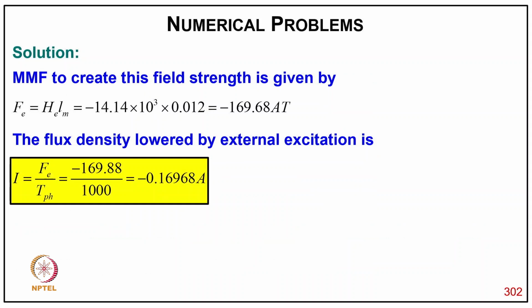Now the MMF to create this flux, this field strength, is given by F equal to He into Lm, and putting value it comes minus 169.68 ampere turn, and the current, that is I equal to Fe upon TPH, and putting value it comes minus 0.16968 ampere.